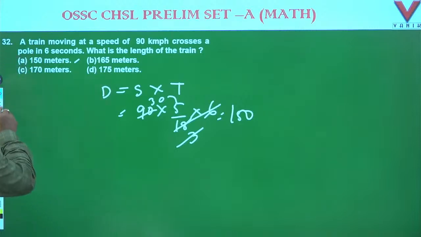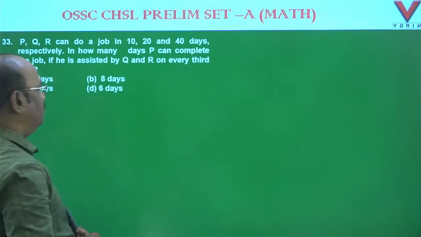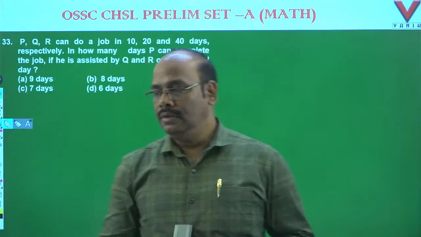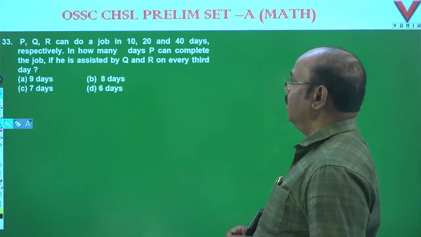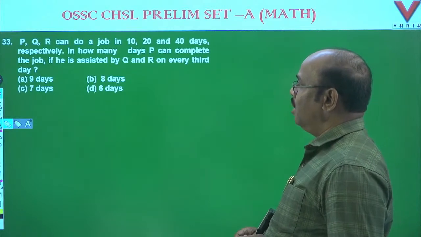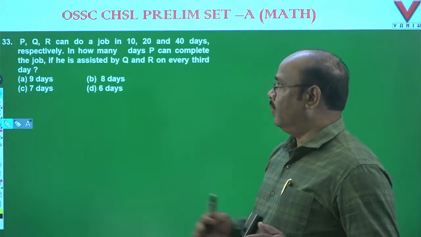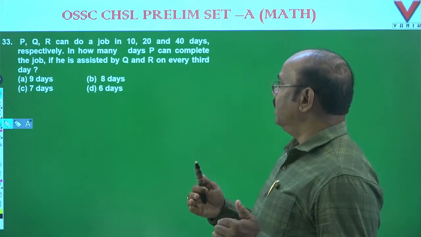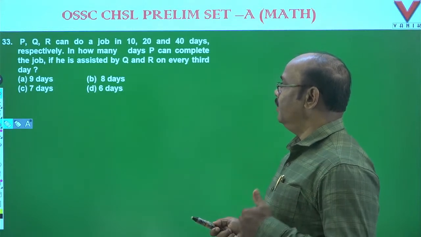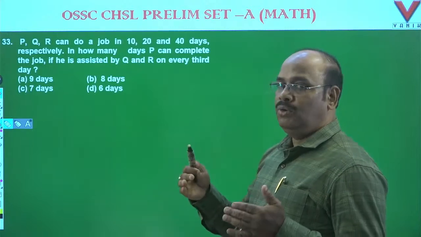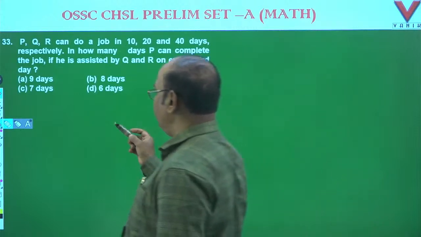Next question 33. P, Q and R, 3 persons can do a job in 10, 20, 40 days respectively. In how many days can P complete the job if assisted by Q and R on every third day? It is a question from alternate work. So first 2 days P will work alone, and on every third day P plus Q plus R will work. So find out the sequence.